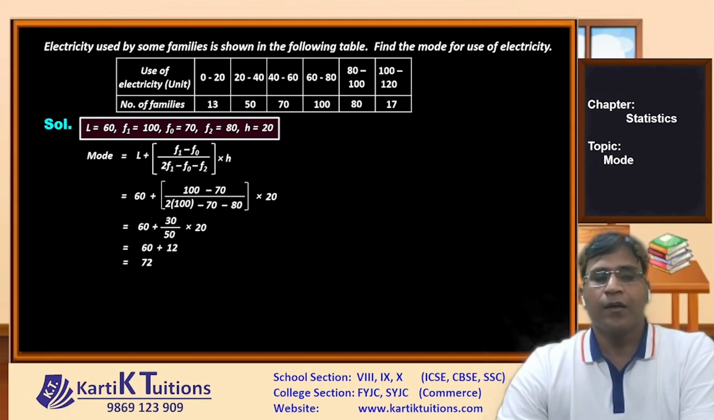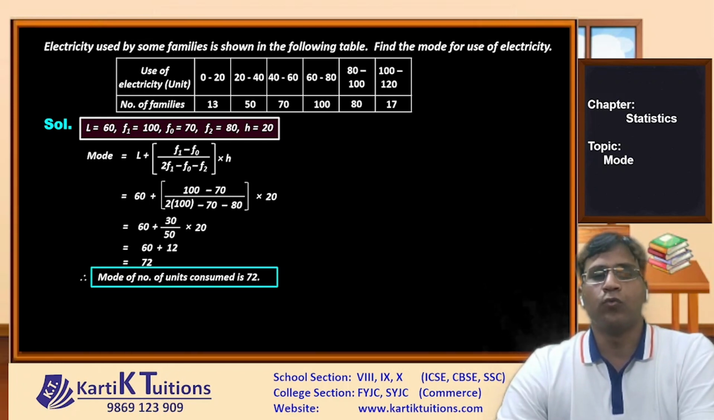Now the data is of the use of electricity in units. So our unit will be units, and we should always write the answer in statement form. So the mode for the use of electricity is 72. I hope you have understood this method. Let's have a look at one more example.